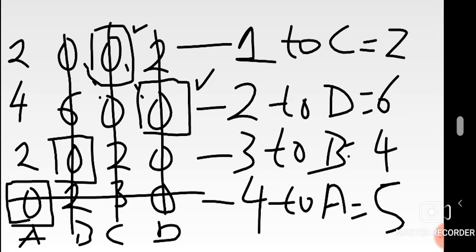Therefore, you just sum up these numbers. 2 plus 6 plus 4 plus 5 equals, that's 8, 14 plus 5... 2 plus 6 is 8, plus 4 is 12, plus 5 is 17. Just write that well. So this will give you 17 in total. It's showing that once you assign the jobs, the total time that will be taken will be 17 hours.